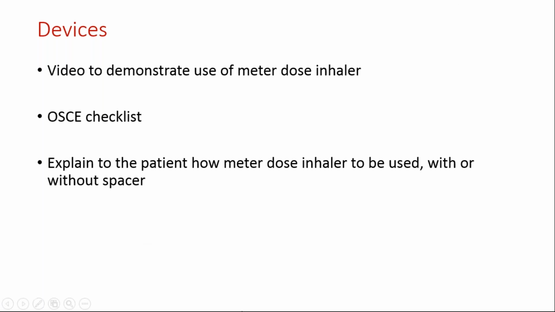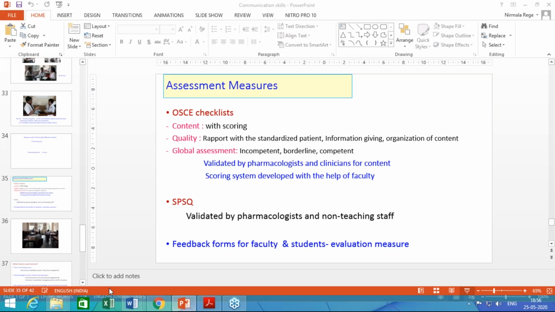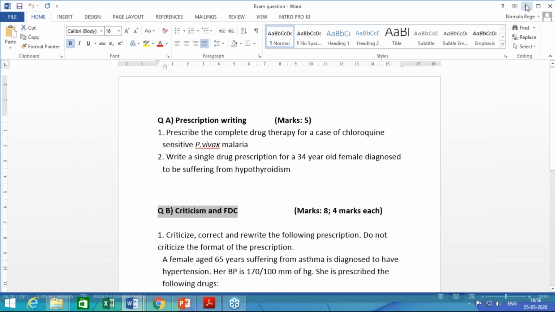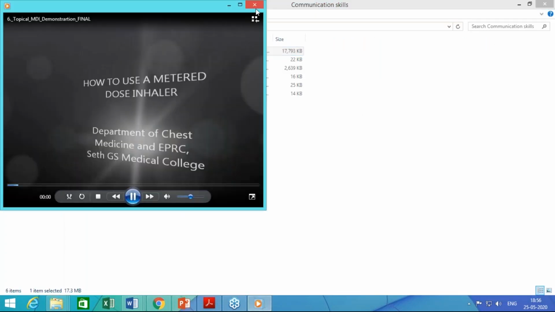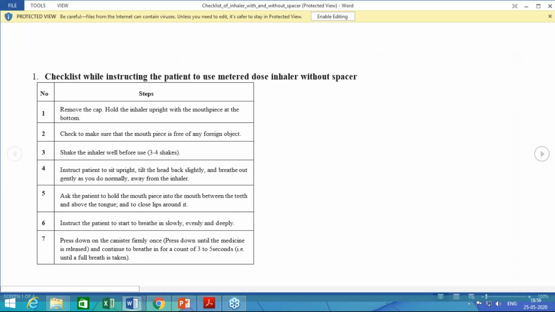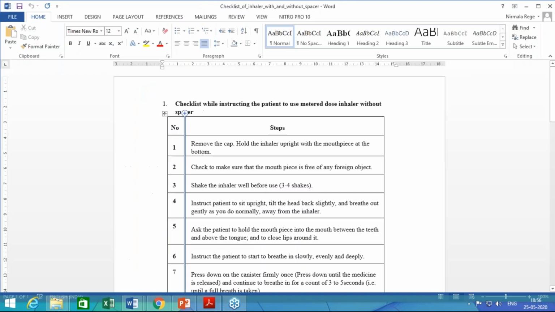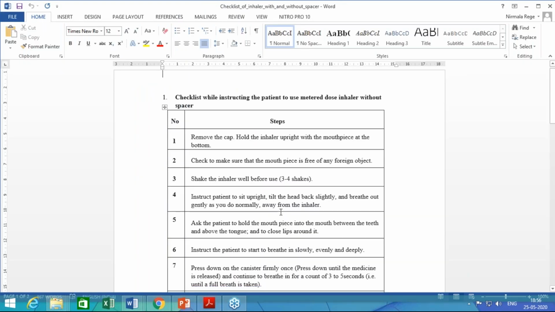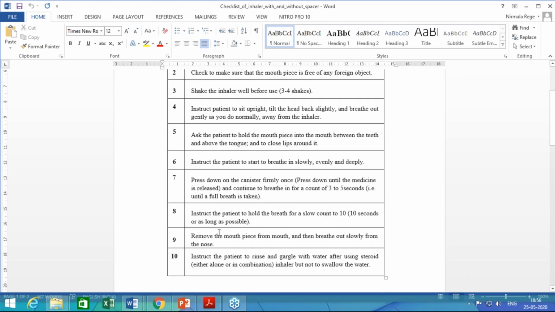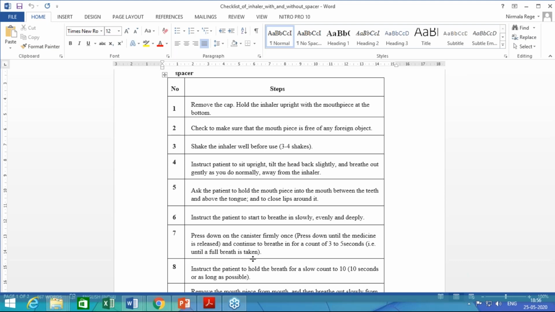And this OSCE checklist was not as big as our drug content checklist. It was a very small checklist we developed for metered dose inhaler with spacer and without spacer. I have that video also, which is a 2 or 3 minutes video. We developed the checklist based on that video. So in our practical on dosage forms, we showed them the video, and then we showed them the steps, and then it was given to them, so they could have both the things with them.